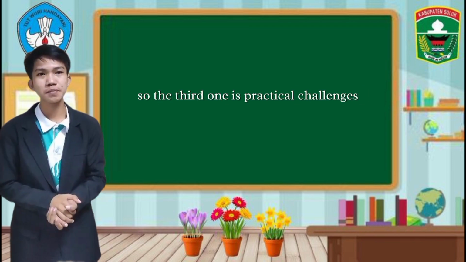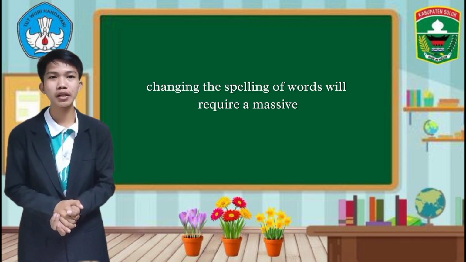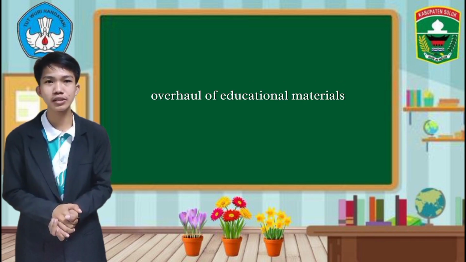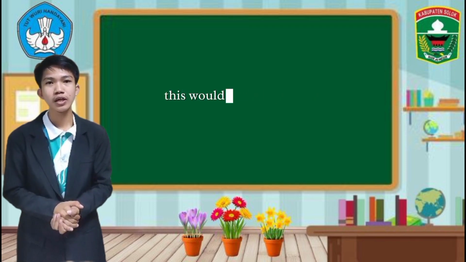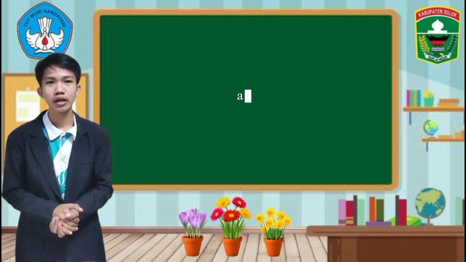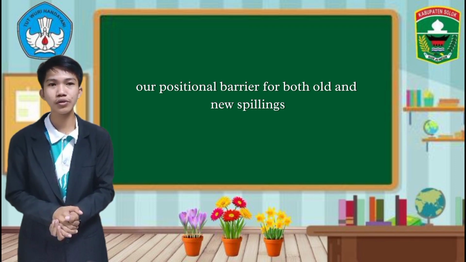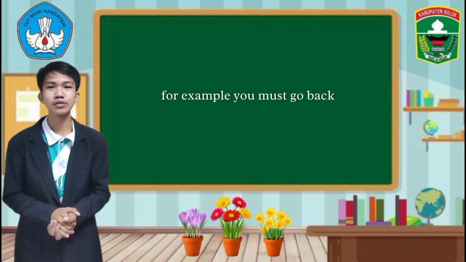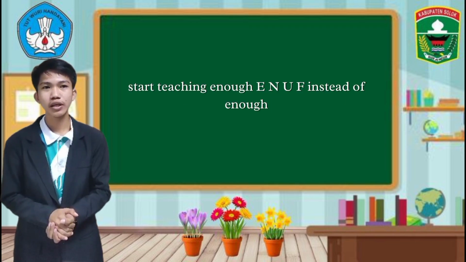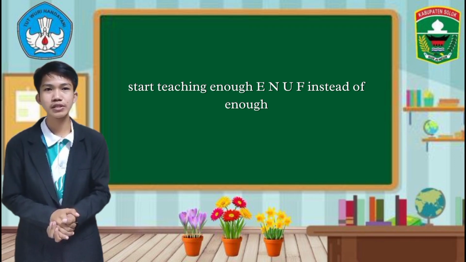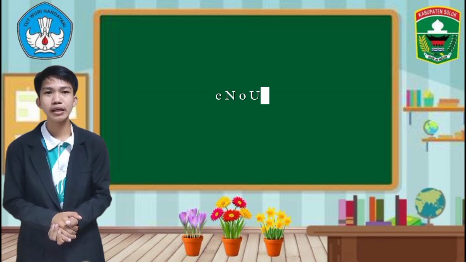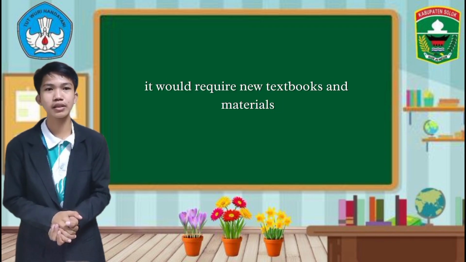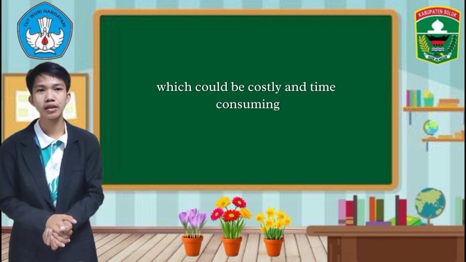The third one is practical challenges. Changing the spelling of words would require a massive overhaul of educational materials, literature, and digital content. This would lead to confusion and a transitional period where both old and new spellings coexist. For example, if a school starts teaching enough as E-N-U-F instead of E-N-O-U-G-H, it would require new textbooks and materials, which could be costly and time-consuming.